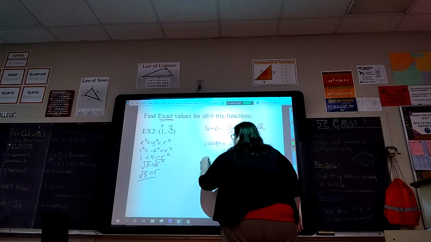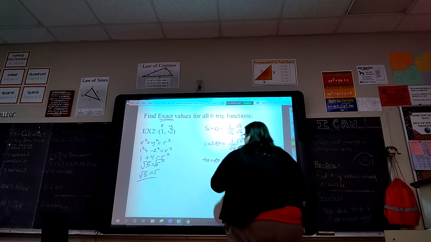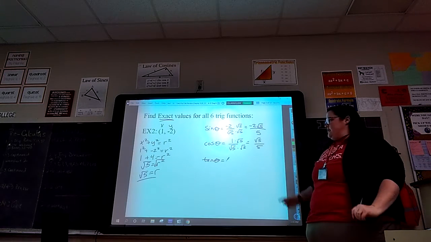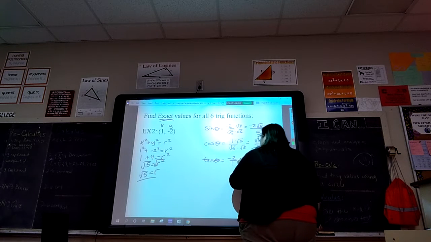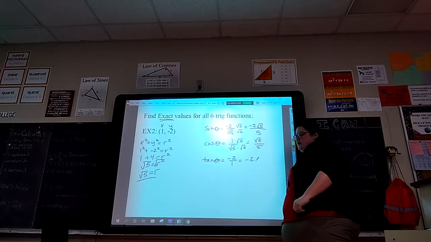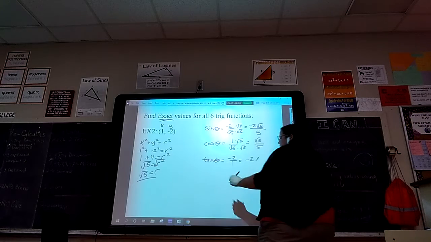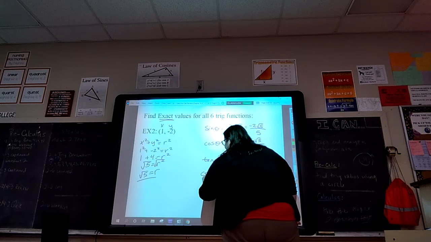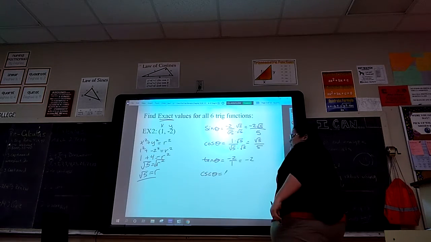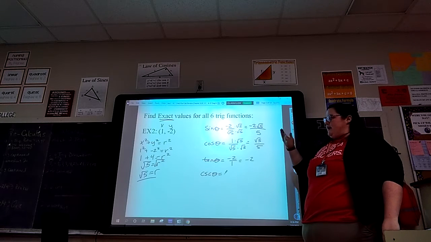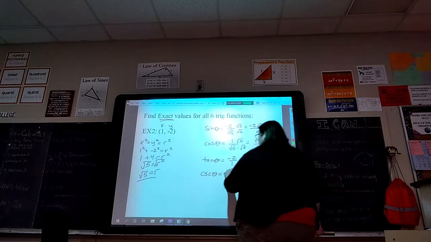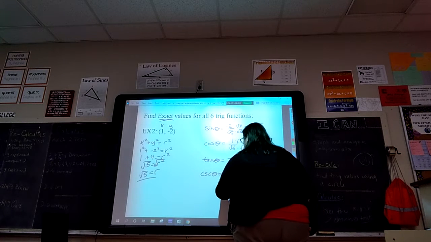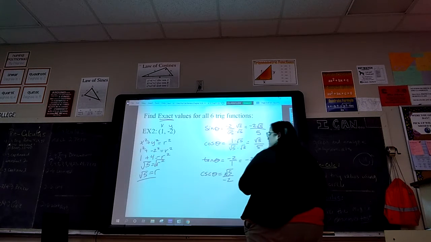So the tangent is usually opposite over adjacent, but opposite is y, adjacent is x, so we have -2 over 1. Now we could simplify that and just write that as -2 if you would like. So then we got cosecant. Cosecant is the reciprocal of sine. So sine was y over r, so cosecant is r over y. So it's the square root of 5 over -2. We'll just leave that.